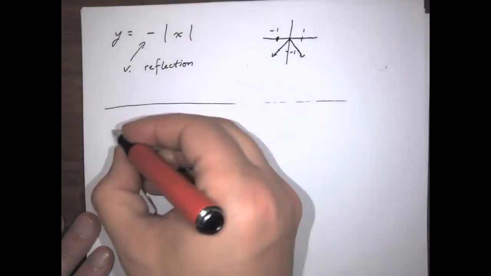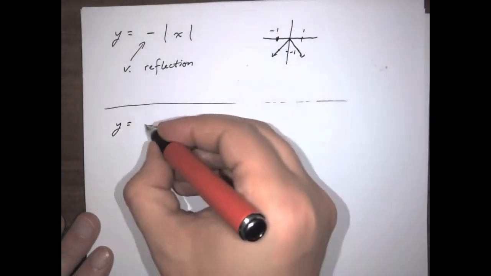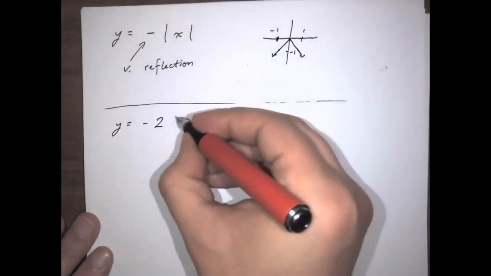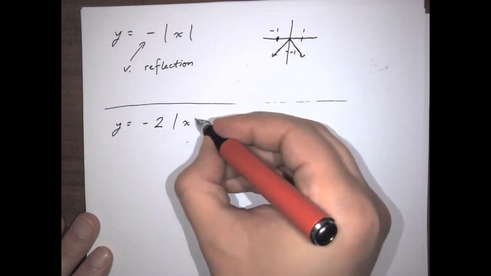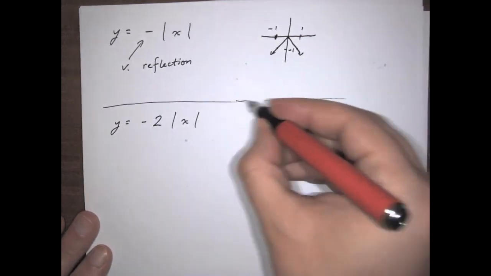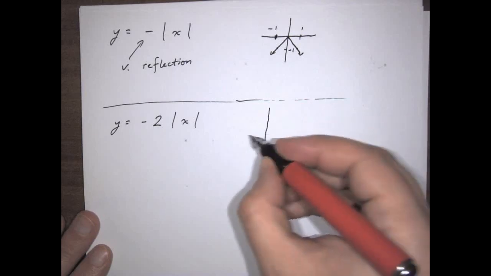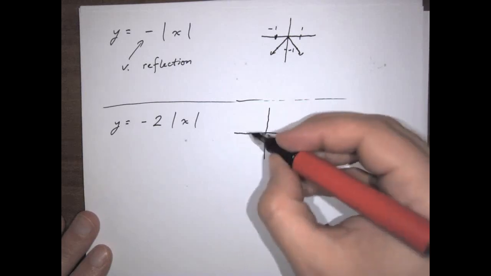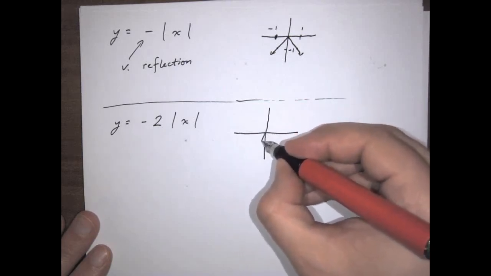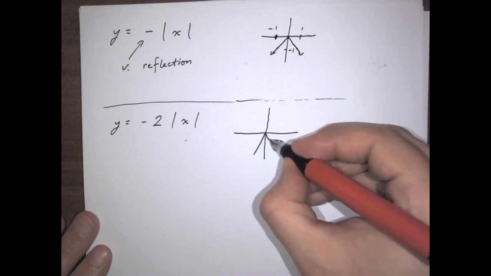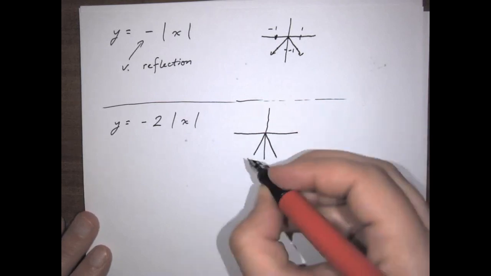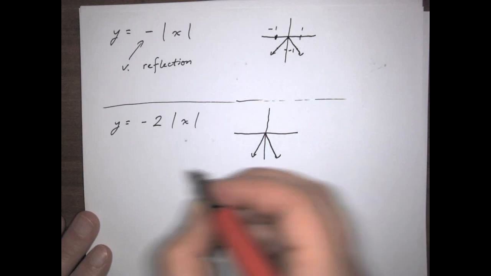And then one last one of these, let's say y equals -2 times the absolute value of x. So here we would have the vertical reflection and also a vertical stretch.